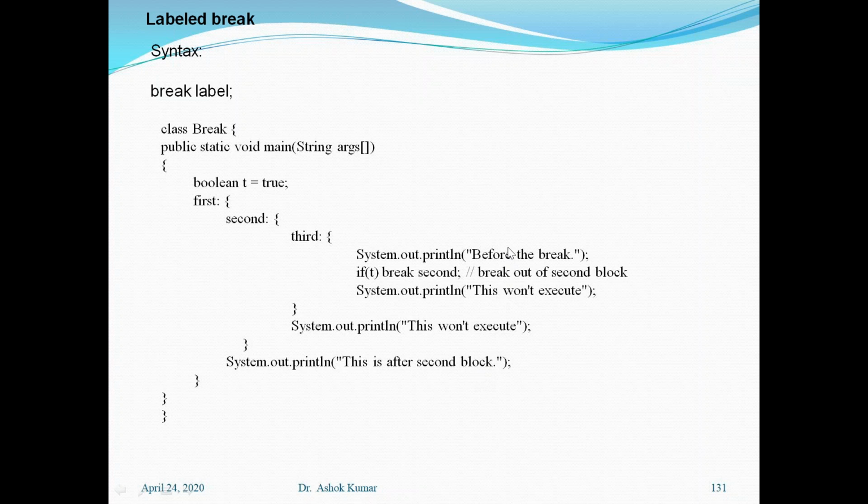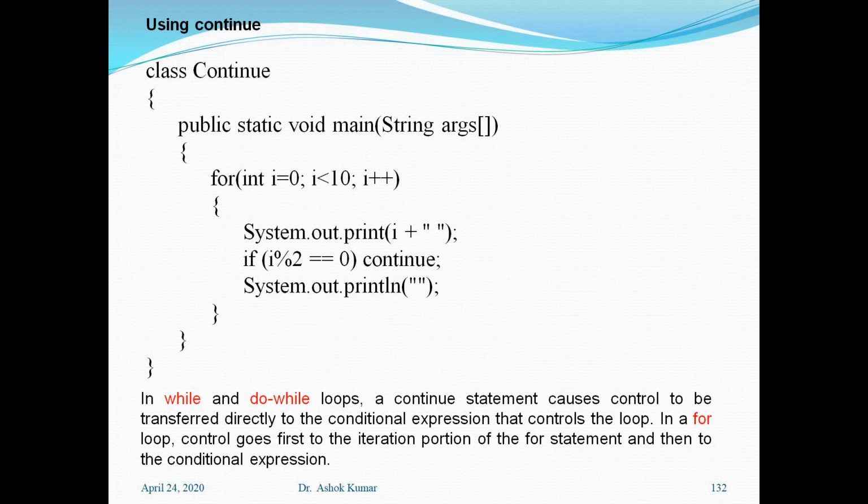There is another statement, that is continue, that we can use within a loop. What is its purpose? When the continue statement is executed in the loop, the control is transferred to the iteration statement or increment decrement statement if it is within the for loop, and if the continue is within a while or do while, then the continue statement will transfer the control to the conditional statement of the loop.